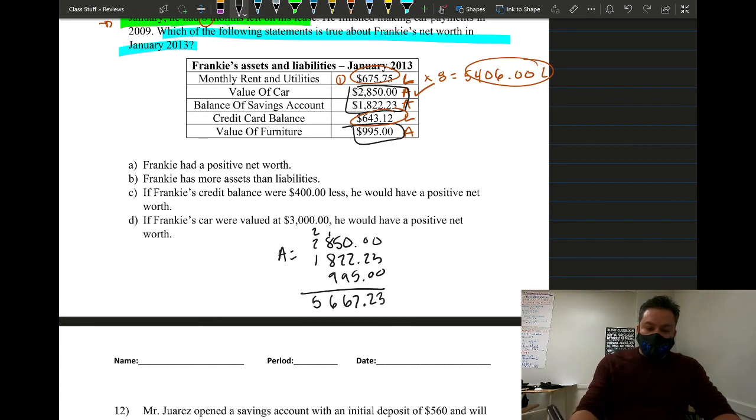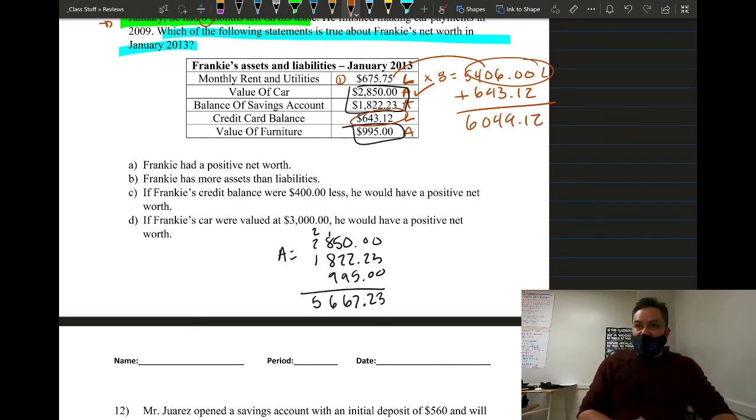Now, I'm going to do the same thing with the liabilities. Liabilities, I have 5,406 plus the 600 is not the liability. It's actually this one right here. And $643.12. So when I add that, I get $6,049.12. Those are going to be my liabilities.